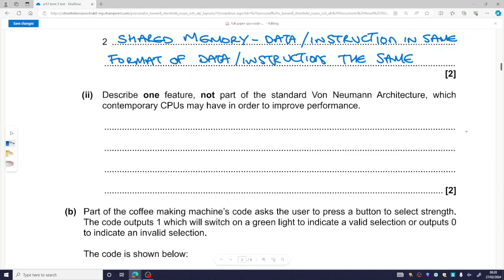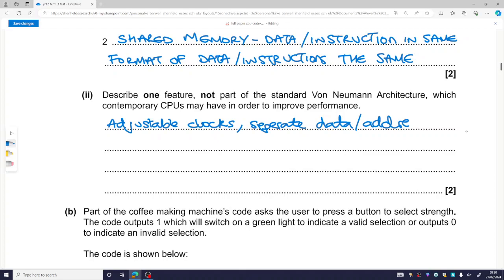Right, so one thing that can improve performance, adjustable clocks. That's quite a modern thing we've got now, you know, performance boosting and things like that, depending on temperature. Adjustable clocks, separate data and address buses for instructions, which is Harvard. Pipelining, where we keep prefetching instructions. Remember that overlap, so we can maximize execution throughput.